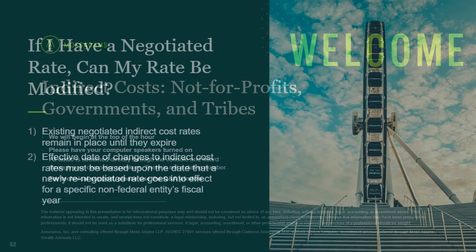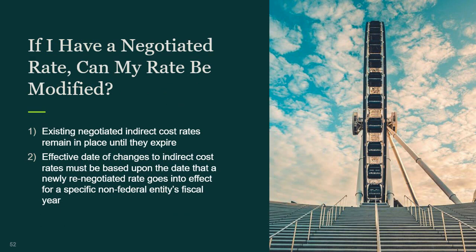We get one of the questions: if we have a negotiated rate, can my rate be modified? Typically, your existing negotiated indirect cost rate remains in place until it expires. And then, once that effective date changes your rates, it must be based upon the date that the newly renegotiated rate goes into effect for any specific non-federal entity fiscal years.